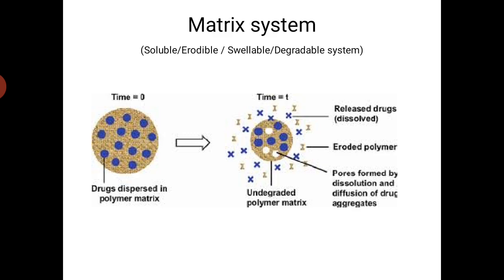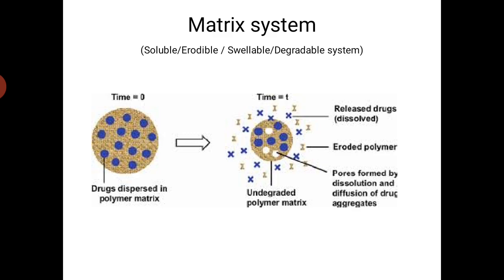Whereas in the case of the previous reservoir system, it has a core only. It is not mandatory that it should have a polymer inside the core. The core can be a usual IR tablet also, but there the limiting factor is the membrane. The membrane is made up of the polymer. Here the core is made up of the polymer. In the reservoir system, the membrane is made of a polymer substance, whereas in the case of a matrix system, the core itself is made up of a polymer as well as drug.